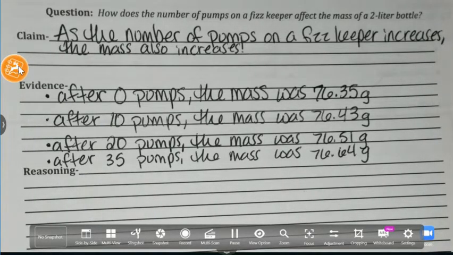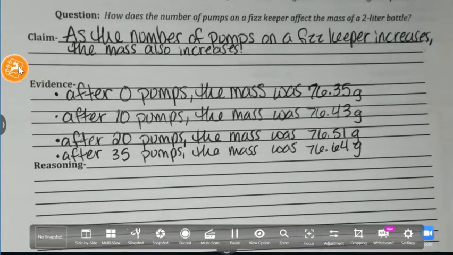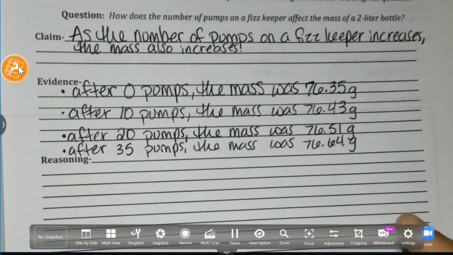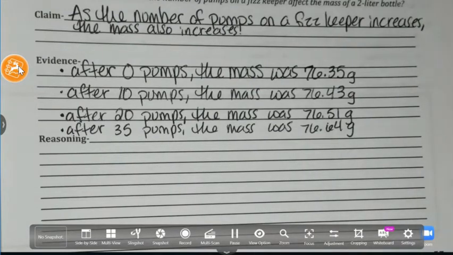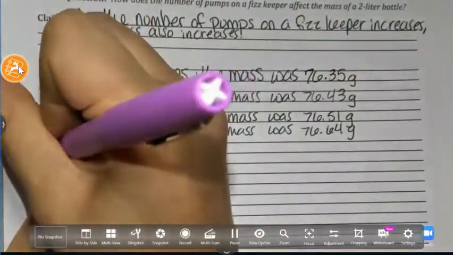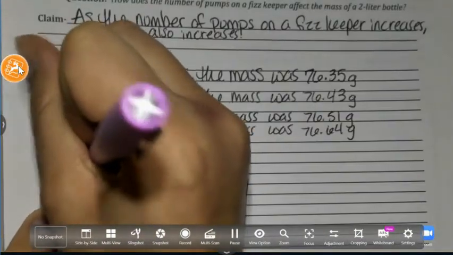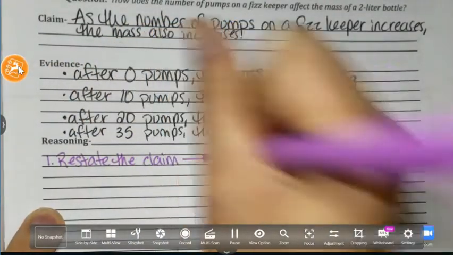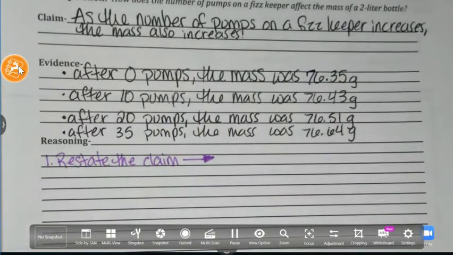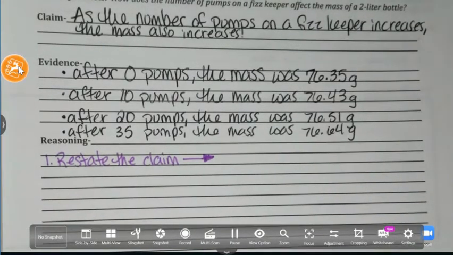All right, reasoning. What was our first step? There's 4 steps. What are the 4 steps? Reword your evidence. What are the things you did? All right, number 1, restate the claim. You'll have enough room. How should we restate our claim? What should we say? Perfect.